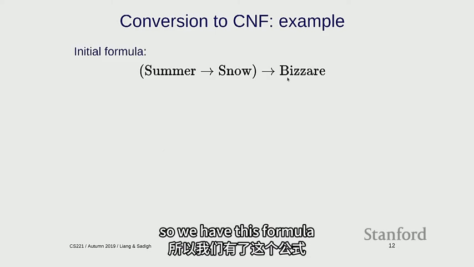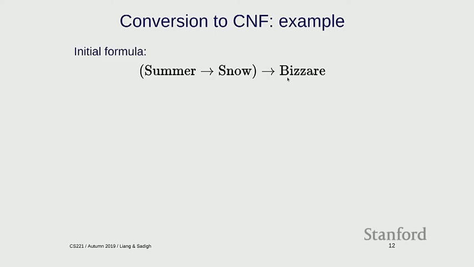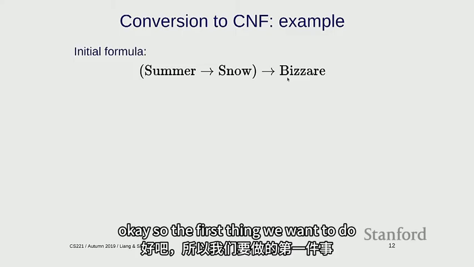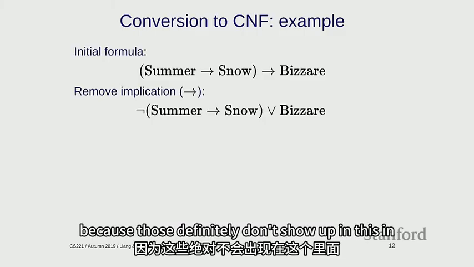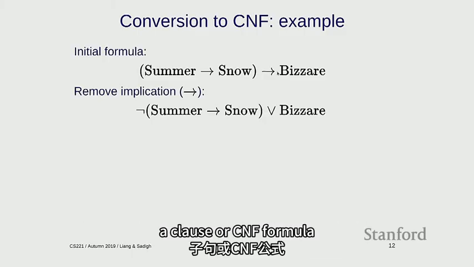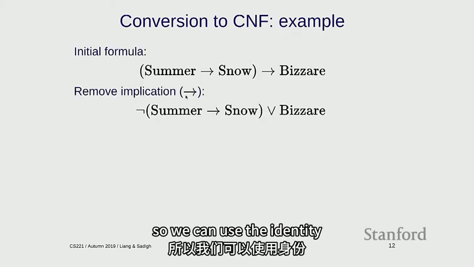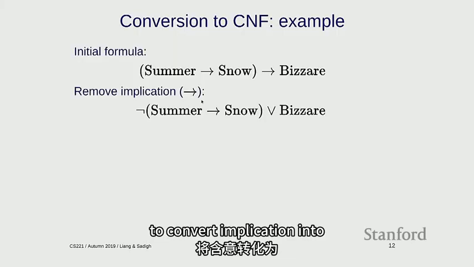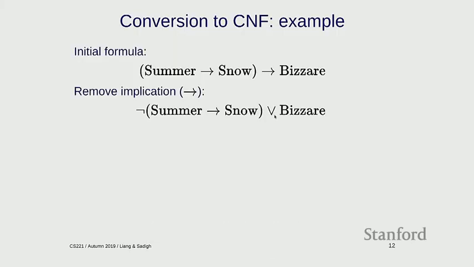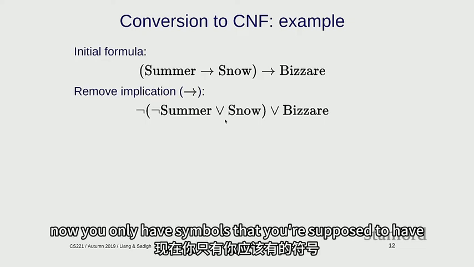So we have this formula. This is not a CNF formula, but we're going to make it one. Okay, so the first thing we want to do is remove all the symbols that aren't ands or ors or negation, because those definitely don't show up in a clause or CNF formula. So we can use the first identity on the board to convert implication into a not and an or. You do that for the inner guy here. And now you only have the symbols that you're supposed to have.